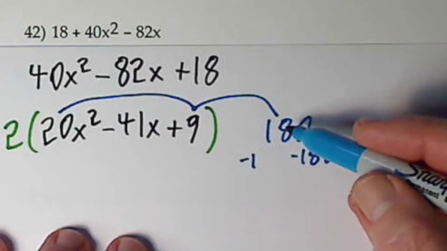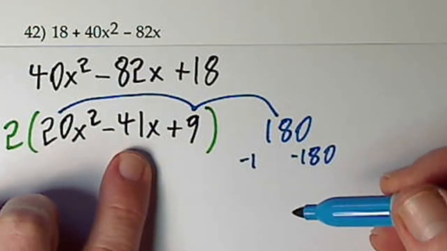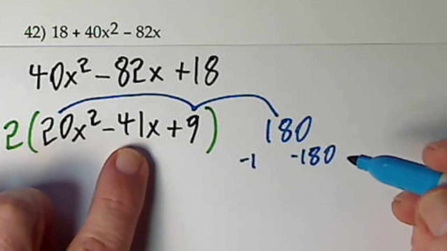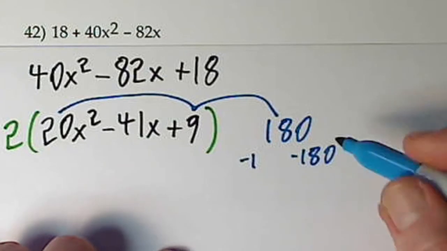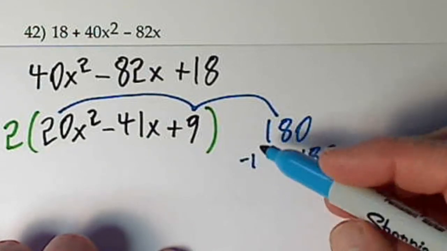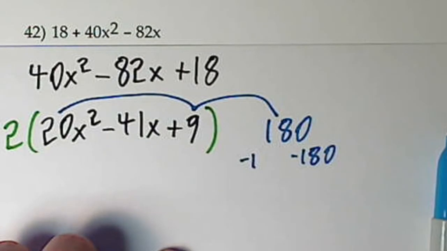If you proceed methodically, you'll list every factor, and somewhere in there should be a sum of negative 41. If not, this is prime and you can't do anything else. So let's see. I'm going to try to speed things up. I'll zoom out a little and just crank them out.